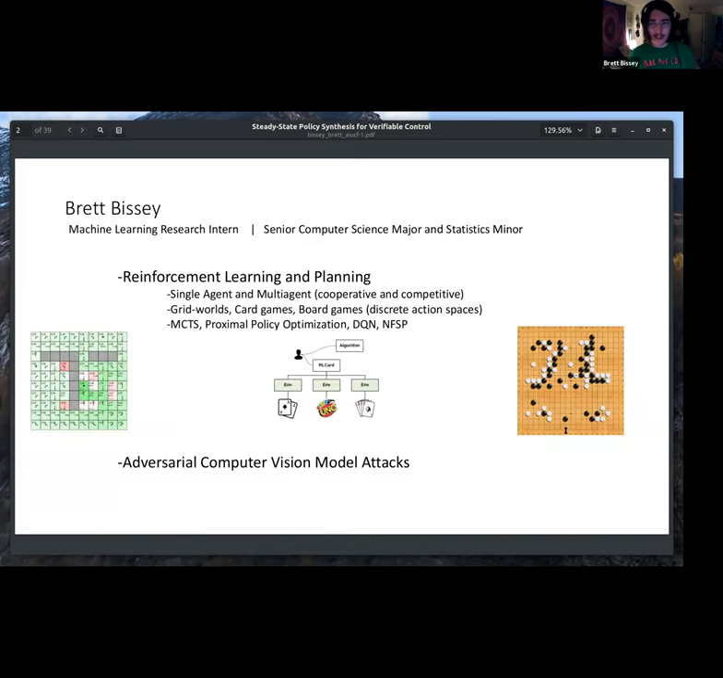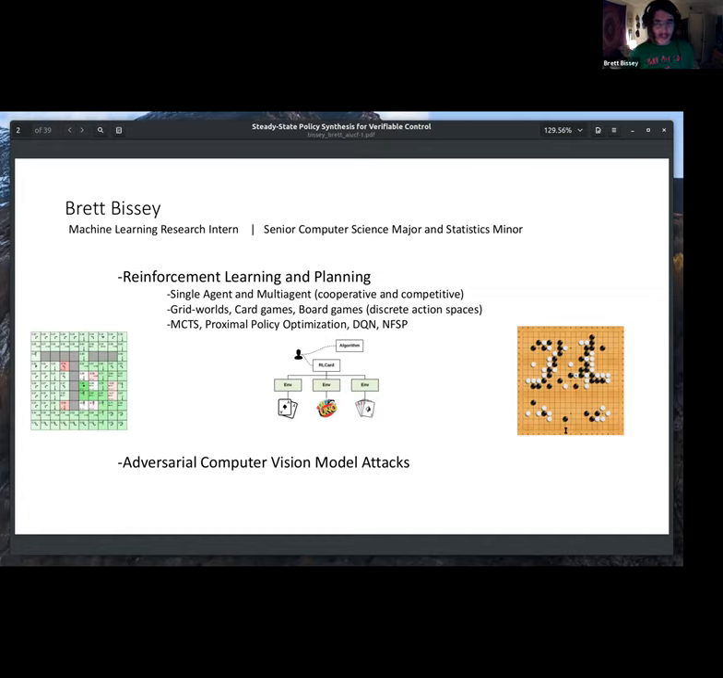So I'm Brett Bissi. I'm a machine learning intern, and I'm a senior computer science major and stat minor. My research involves reinforcement learning and planning. I work with single agent as well as multi-agent environments. I mostly work with discrete action spaces: grid worlds, card games, board games. A lot of reinforcement learning is continuous action space, different than these discretized games. I don't have as much experience with those, but they are just as interesting and just as relevant.